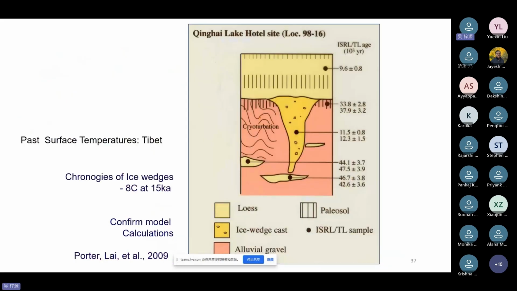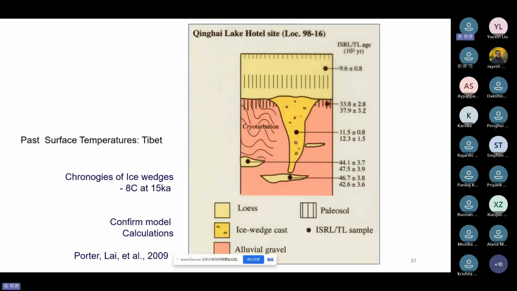In Tibet, we were able to date the frost wedges from the sediment infill and outside. Zhongping Lai, one of my hosts here, was involved as a student, along with Stephen Porter, and we were able to ascertain that this frost wedge was formed around 15,000 years ago based on the sediment dating. Interestingly, frost wedges form with an air temperature of -8 degrees centigrade.